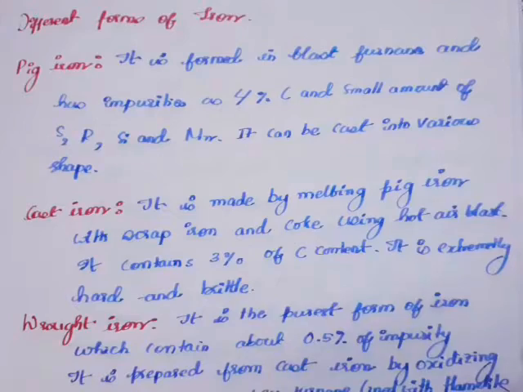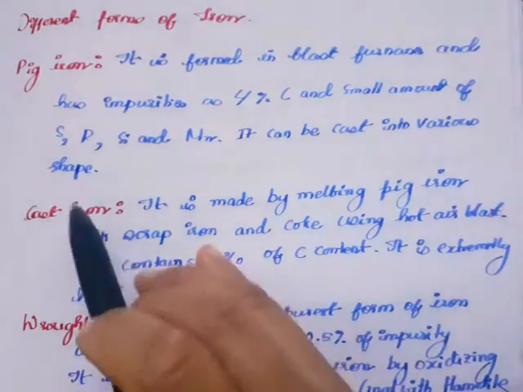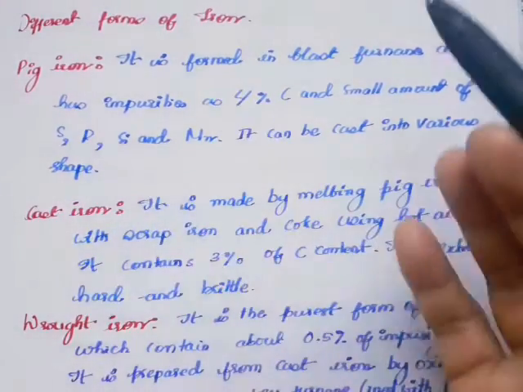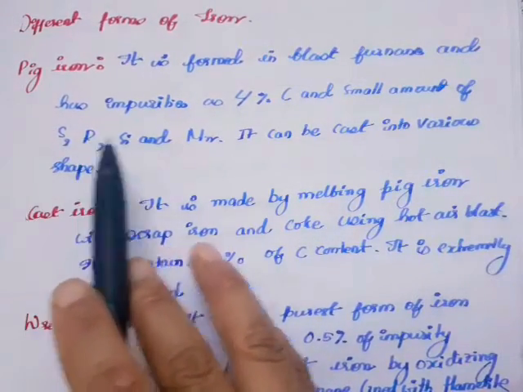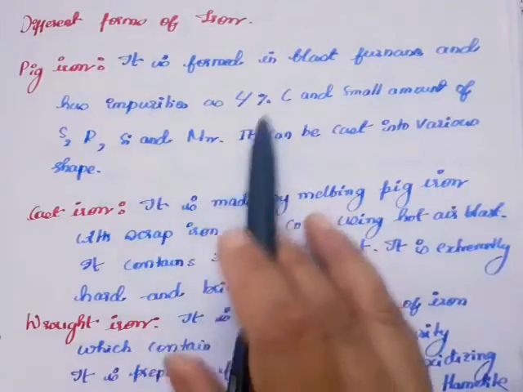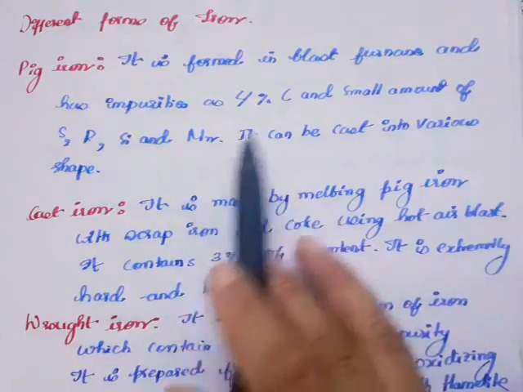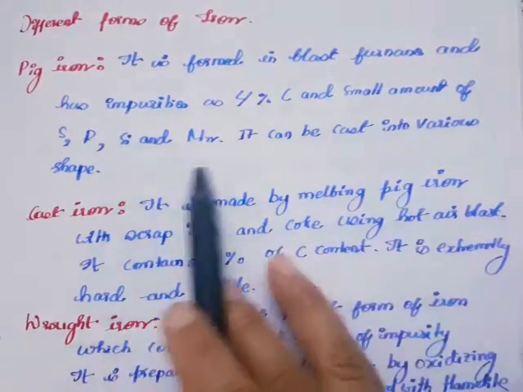Now let us try to discuss different forms of iron. Now what is pig iron? I have already told you it is formed in the blast furnace, right? And it has impurities like sulfur, phosphorus, silicon, manganese, and about 4% of carbon. Now this pig iron can be cast into various shapes.